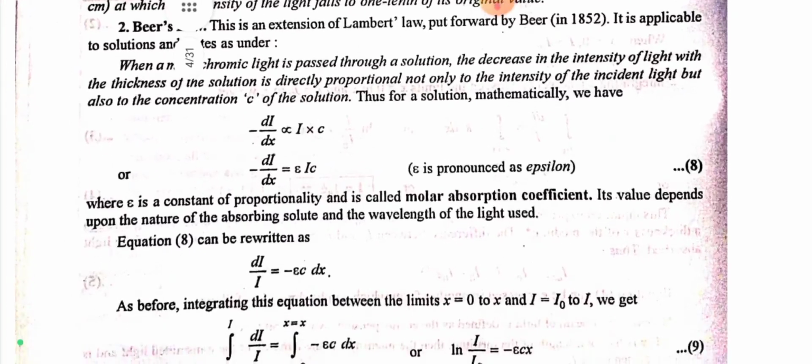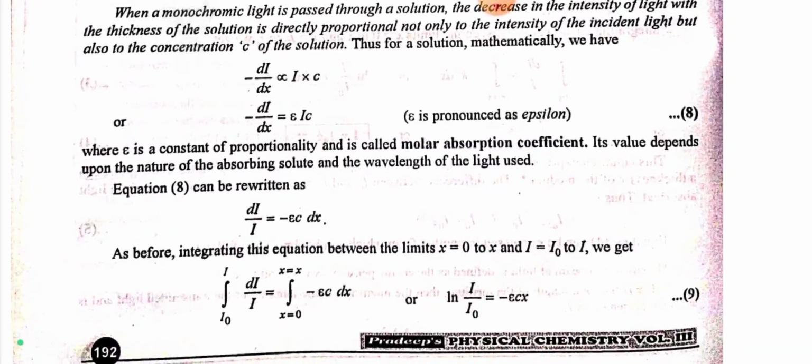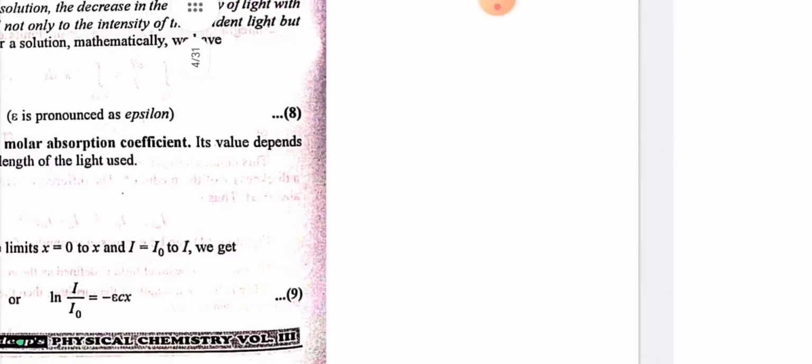Equation 8 can be rewritten as dI/I is equal to minus epsilon c dx. As before, integrating this equation between the limits x is equal to 0 to x is equal to x, I is equal to I naught to I, we get the integral of dI/I is equal to the integral of minus epsilon c dx, which gives ln I/I naught is equal to minus epsilon cx. Equation number 9.